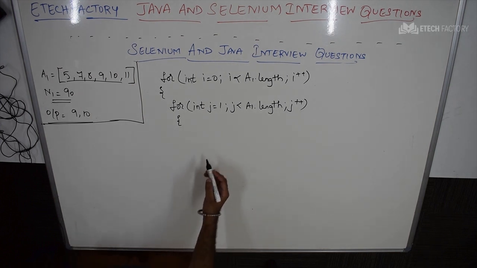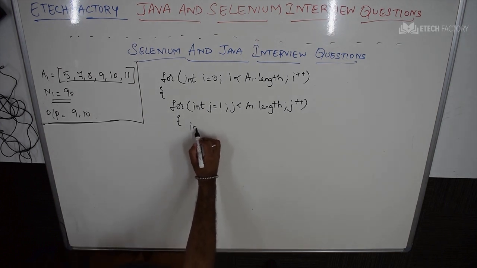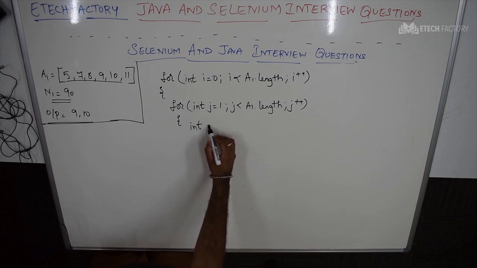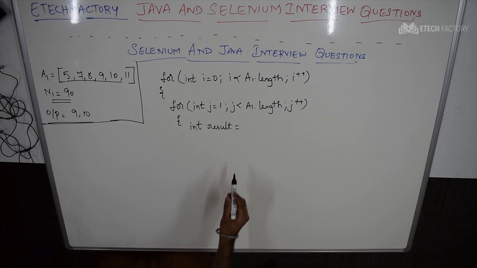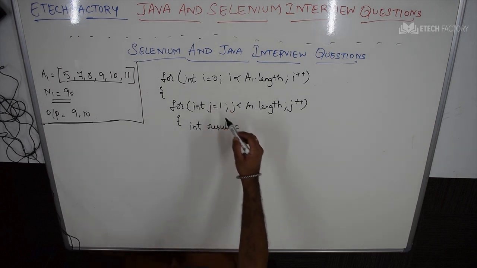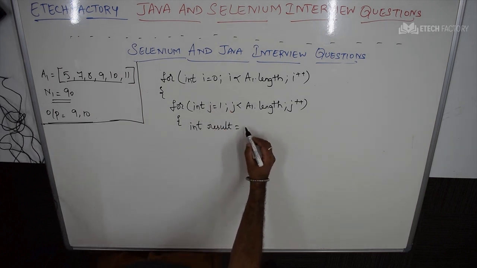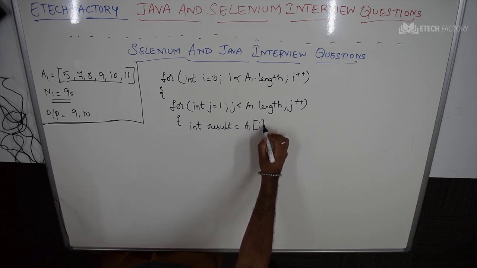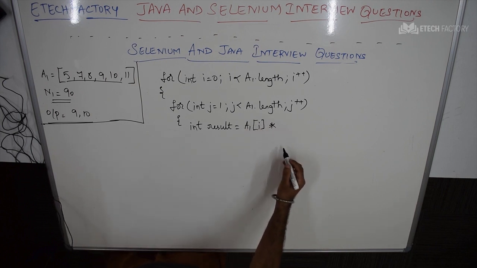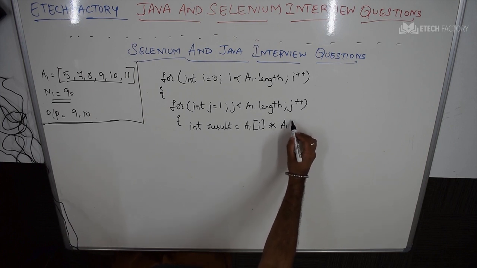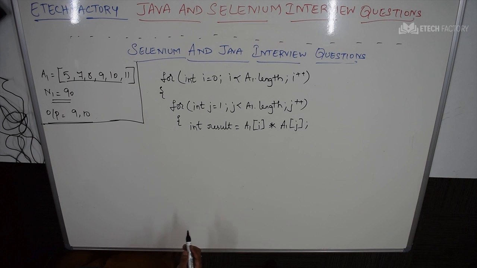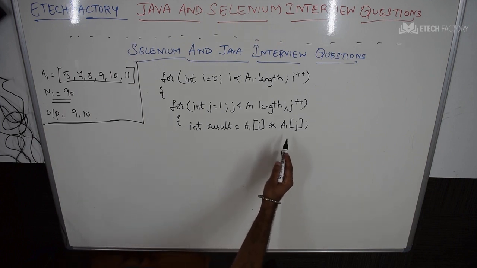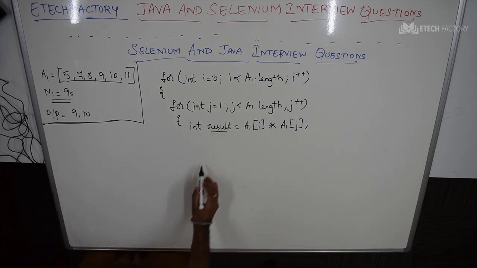To do that operation, I am going to initialize one more integer as result equals the product of the first number and the second number. To do that, I'll do a1 of i multiplied by a1 of j. So now the product that we got here is stored in this variable result.